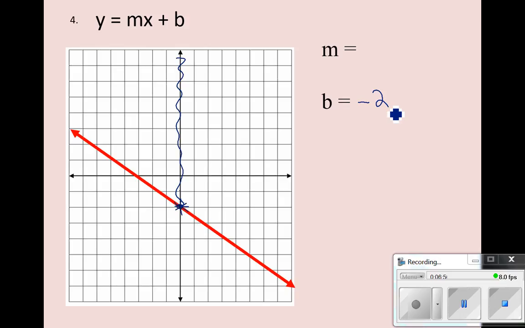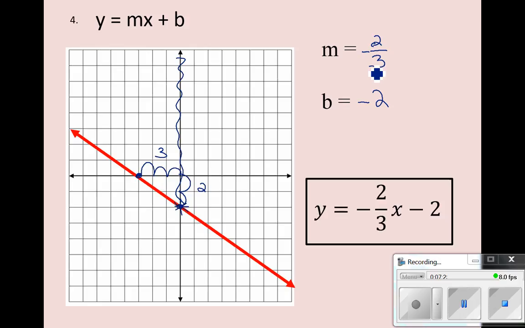Then I'm going to find the slope by doing the rise over run. I'm going to pick another point, and I'm going to pick this one right here. So 1, 2, 1, 2, 3. I know it's negative. So I'm going to make sure that I put negative 2 over 3 as the m. Then all I have to do is substitute the m and the b into the equation, and I can put that answer in the box. And that would be y equals negative 2/3 x minus 2.